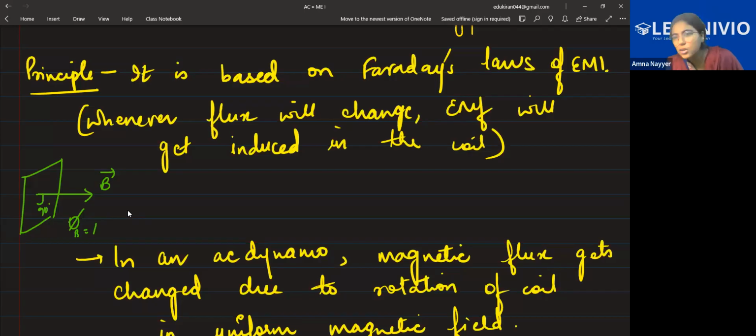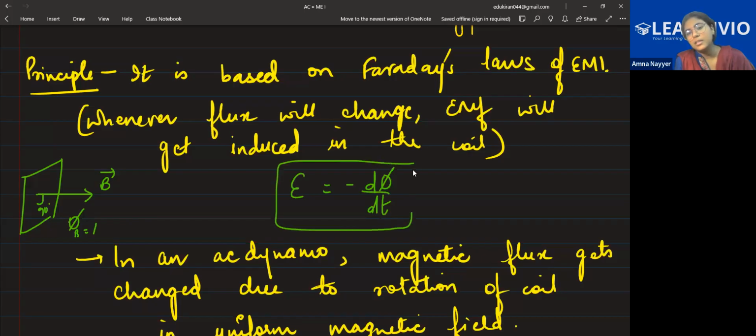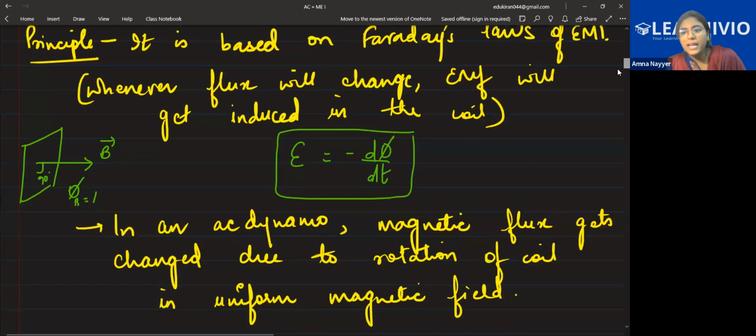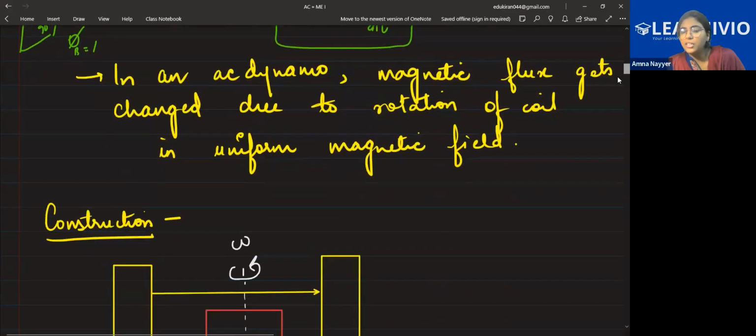So it is based on Faraday's law. Now, Faraday's law basically means EMF, you already know. You have studied current electricity. So it says that EMF will be induced in the coil, and EMF is actually equal to minus rate of change of flux. Rate of change of flux, this you should know. So basically in an AC dynamo, magnetic flux gets changed in the uniform magnetic field.